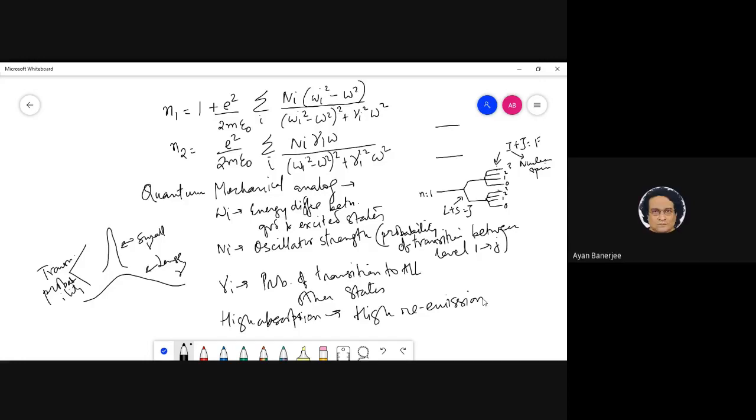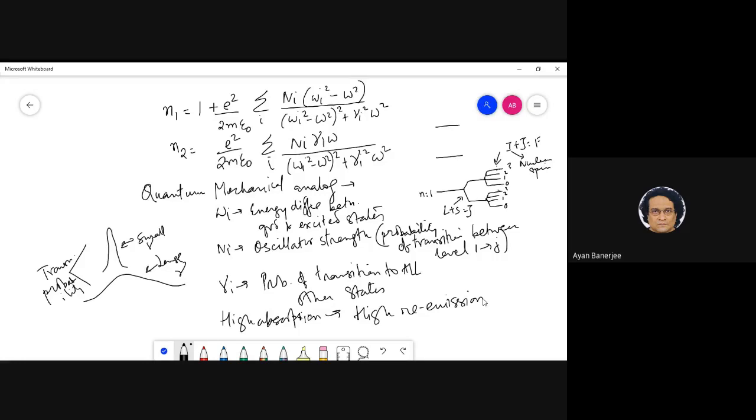I'm talking about this at the resonance frequency. This reflectivity will be very high only when we are right on the resonance frequency, I mean, very close to the resonance frequency.